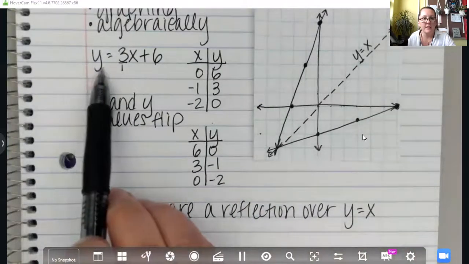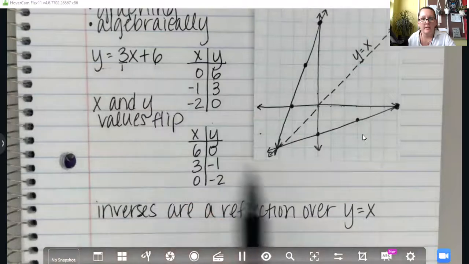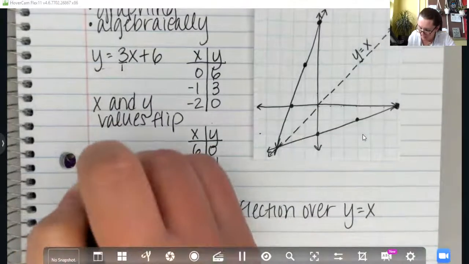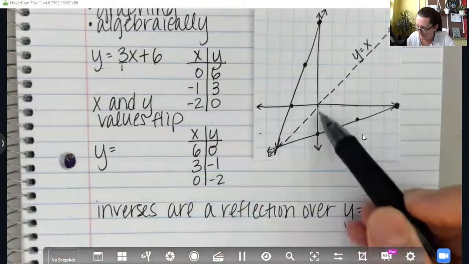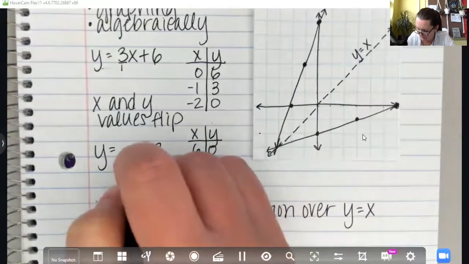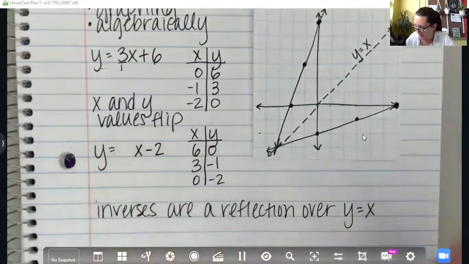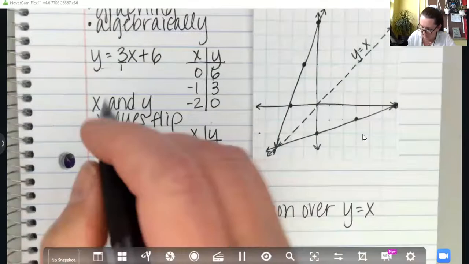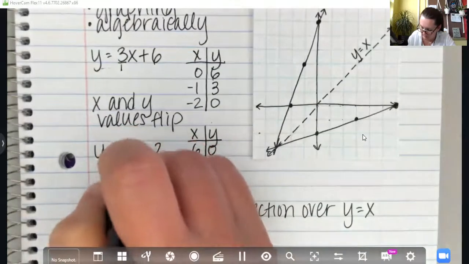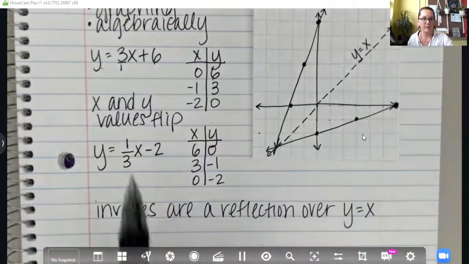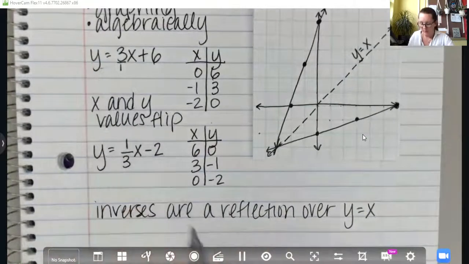Now, if this is my function here, let's see what our function is for this line. I want to find my slope and I want to find my y-intercept. Well, I see my y-intercept is -2, so I'm going to go ahead and put that in. Now, there's an x, so now I need to find slope. So I'm going to rise 1 and run 3 to get to my next number. So that's my function for this one. So these are inverses of one another.